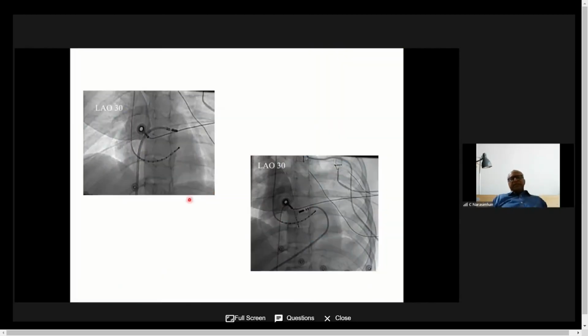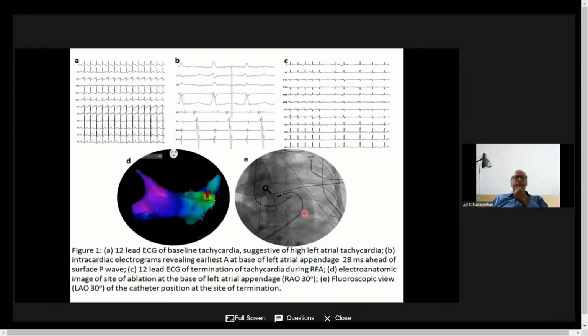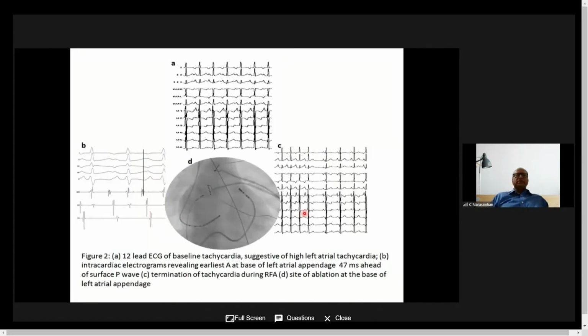Another area where we find it useful is in children. This is a child, I think about a 4-year-old, with incessant atrial tachycardia coming from the left atrial appendage. The endocardial catheter was there, but the signals were not good, and we were not able to successfully ablate. We went epicardially and ablated this atrial tachycardia successfully. And this is the electrogram. I would just skip on to this next case.